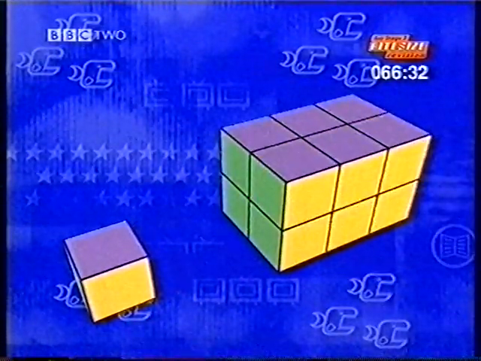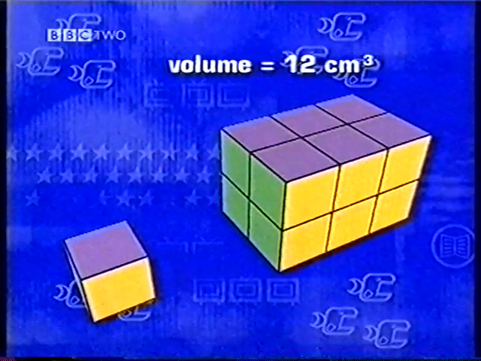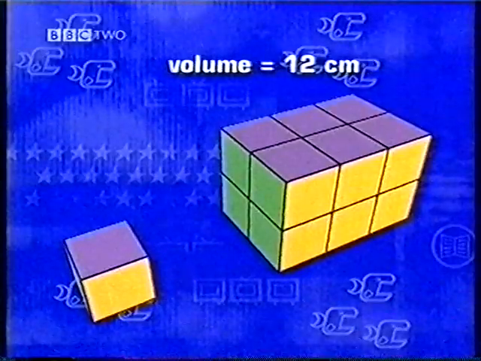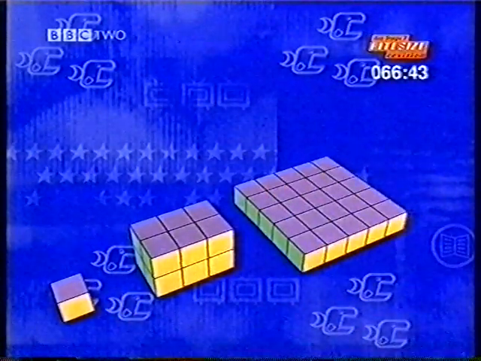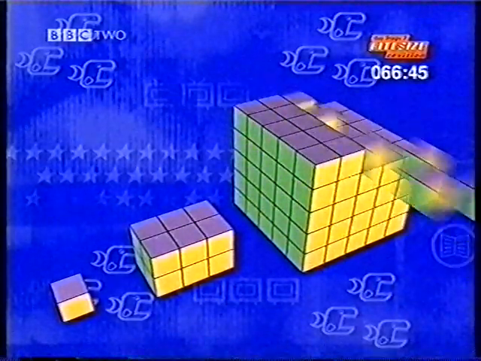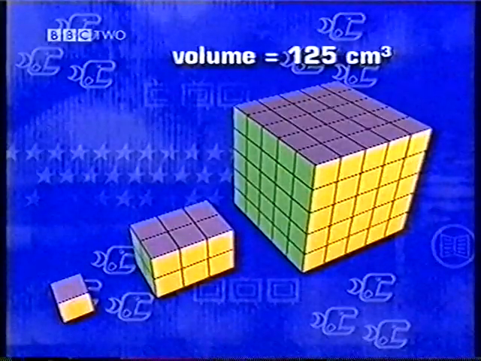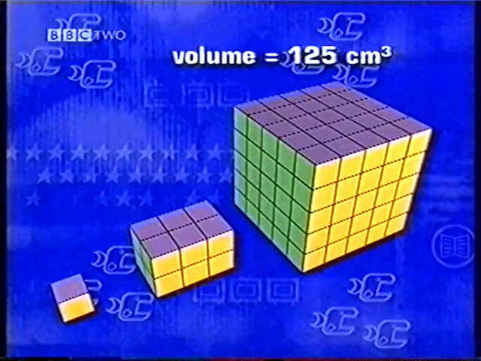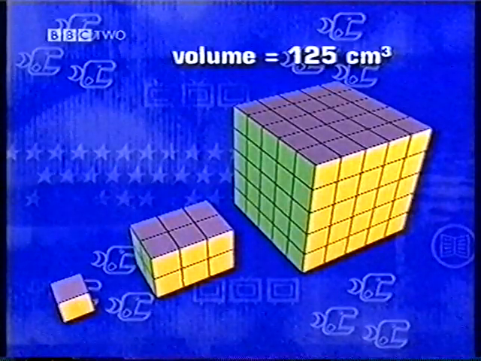This cuboid is made up of 12 of the centimetre cubes. So its volume is 12 centimetres cubed, written as centimetres with a small 3. This cube is made up of 125 centimetre cubes. So we say its volume is 125 centimetres cubed. So in other words, finding the volume can be worked out by counting cubes. Take a look at this clip.